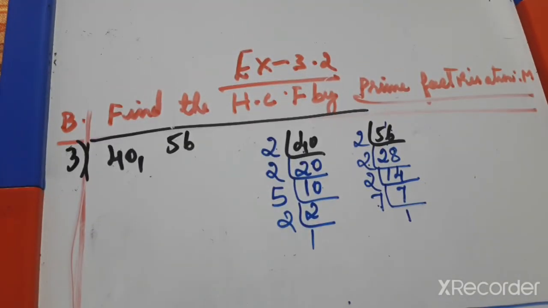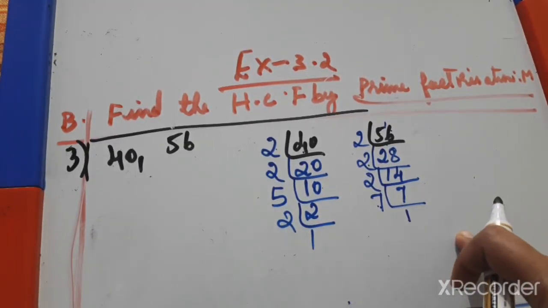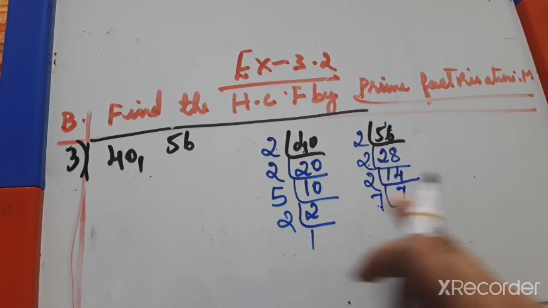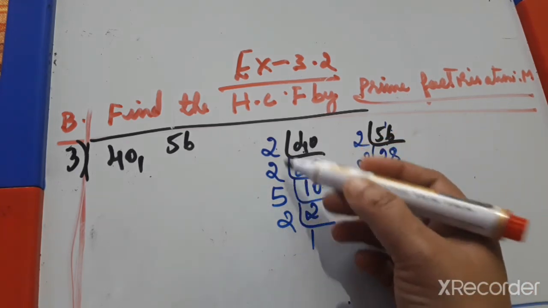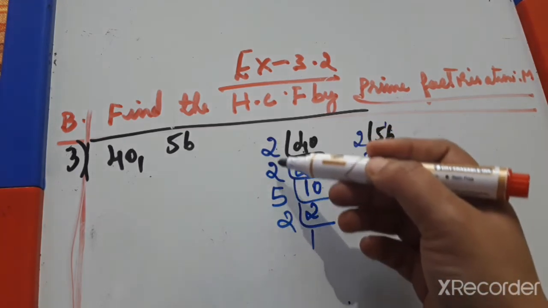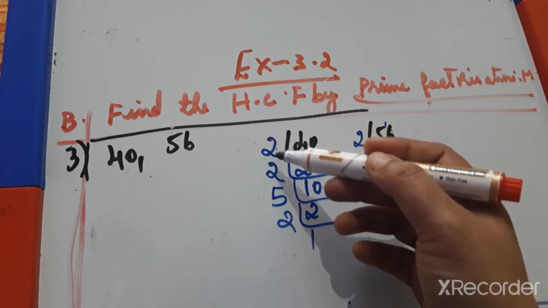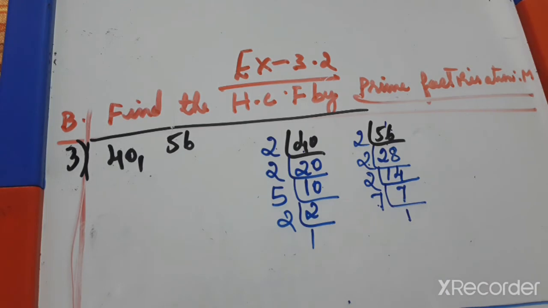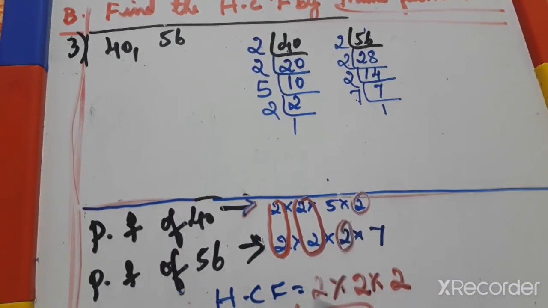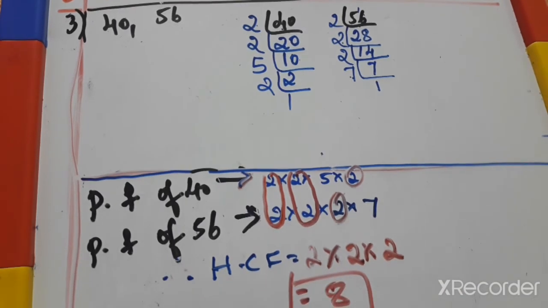Finding factors of each number with the prime factorization division method, the outside number should be a prime number. When you are dividing, the outside number should be prime, which means in whichever table we are dividing, the number should be prime. Then write the factors of each number, and the common factors you have to multiply.